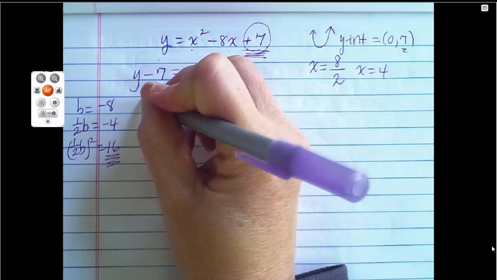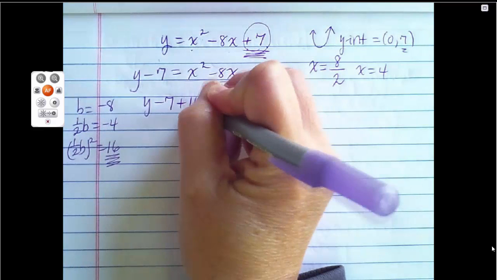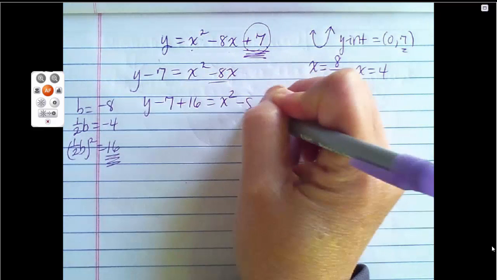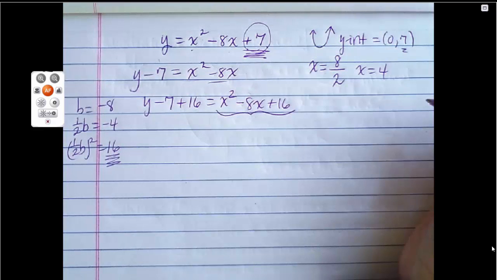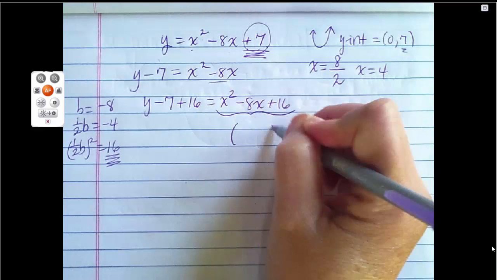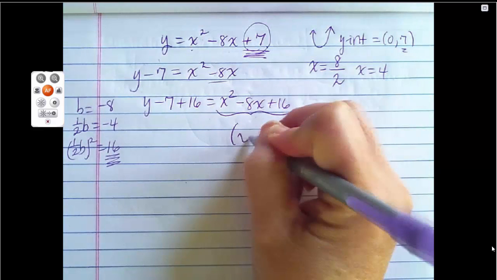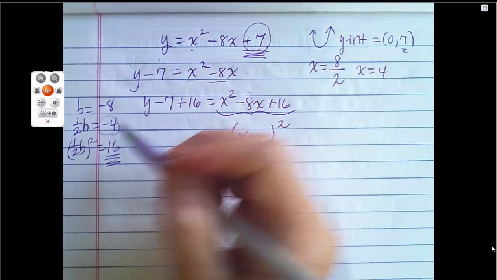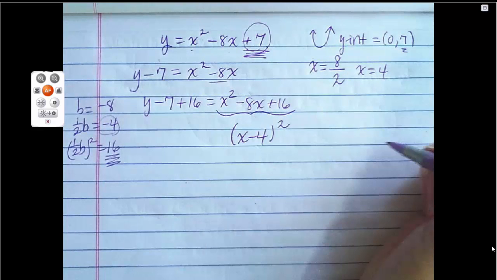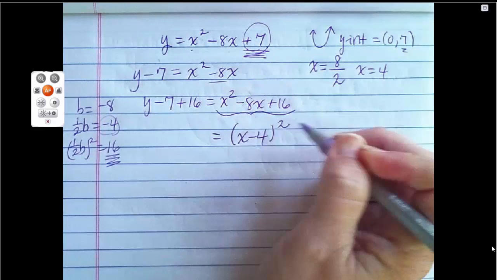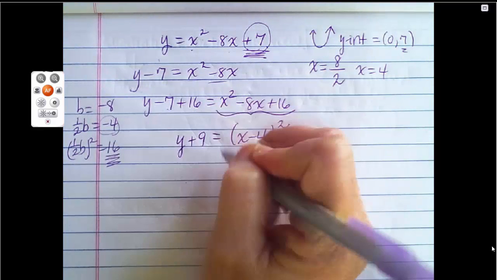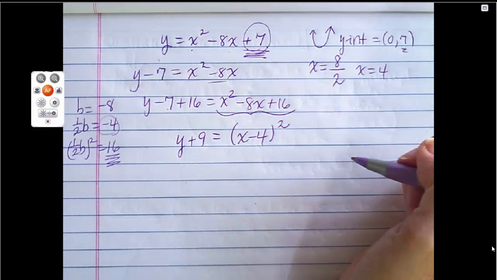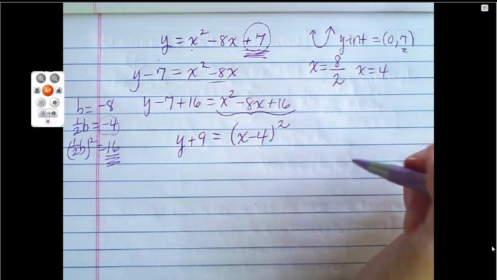I do that because now when I add that half b squared term of 16 to both sides, my right side is now a perfect square trinomial. It's a perfect square. I've completed the square. So I can now rename that as the quantity x, your half b term, minus 4 all squared. Those are equivalent expressions. Clean up the right side. Negative 7 plus 16 is 9. So I have y plus 9 equals x minus 4 all squared.